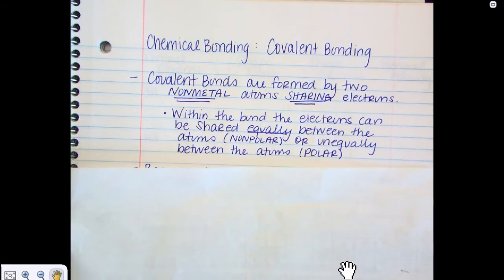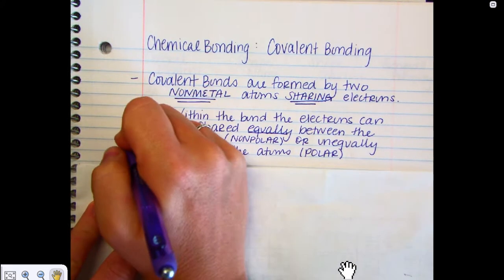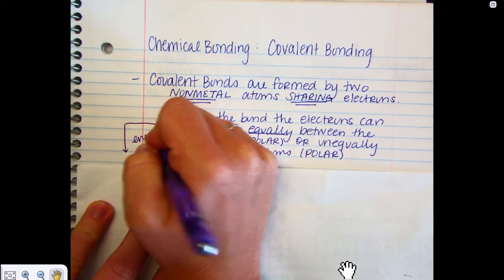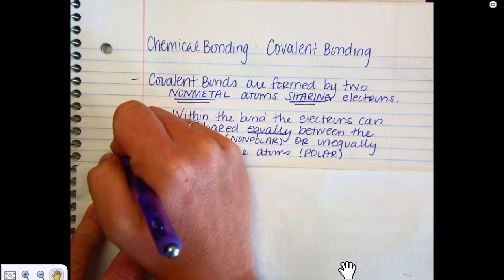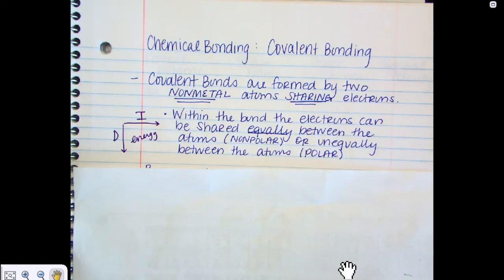Within the bond, the electrons can either be shared equally or unequally between the atoms. And how they are shared is based on the electronegativity of the particular element. So if you remember from our unit on periodic trends, we said electronegativity, which was an energy trend, increased as we went across the table and decreased going down. So the elements with the greatest electronegativity are going to be located over in the area where fluorine is, and the ones with the lowest electronegativity are going to be located in the area where francium is.